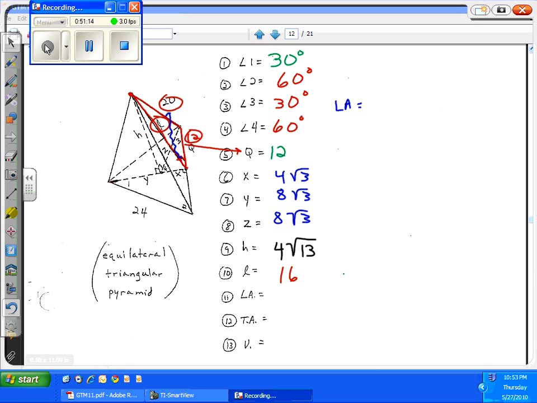Lateral area. Now, the lateral area is 1/2 the perimeter of the bottom times the slant height, and the slant height was 20. The bottom is an equilateral triangle. It has 3 equal sides at 24 apiece. So we can say 1/2 of 24 is 12. 12 times 3 is 36. 36 times 20 is 720 for the lateral area.